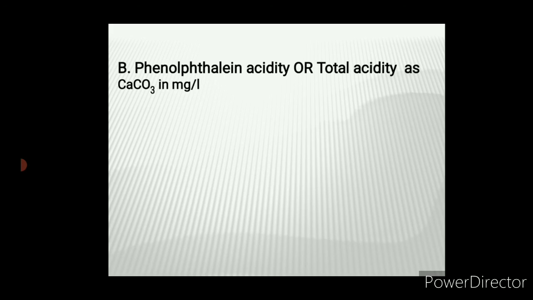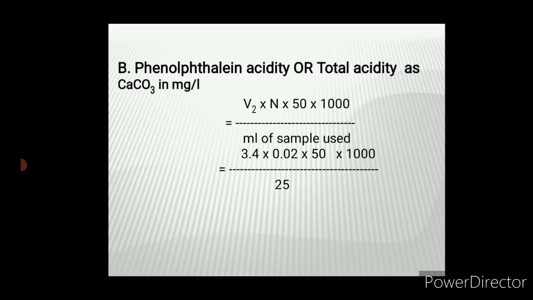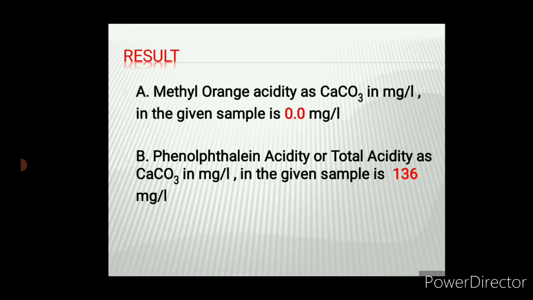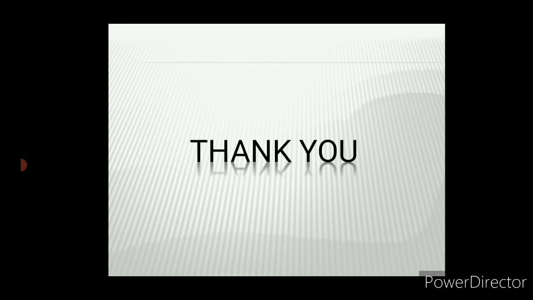Then phenolphthalein acidity is also called total acidity. Same formula, but the V2 value was 3.4. After substitution, we get 136 milligrams per liter. Now 136 milligrams per liter is the total acidity of the given sample. Now the result: methyl orange acidity 0, phenolphthalein acidity or total acidity 136 milligrams per liter. So I hope you understood the experiment. Thank you.